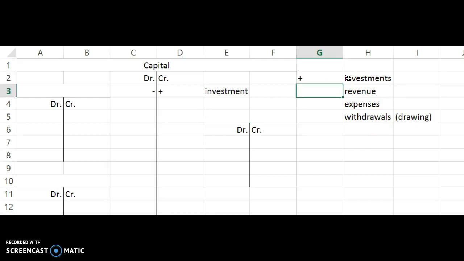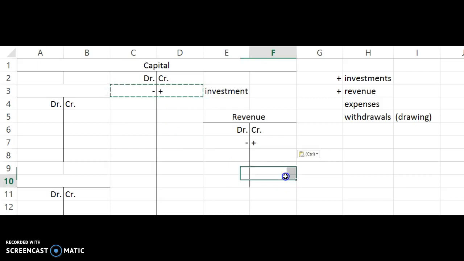Since we know that investments increase the capital and revenue increases the capital, we're going to put investments and revenue on the credit side. So go ahead and identify this T account as your revenue account. And those are going to decrease on the debit and increase on the credit side.